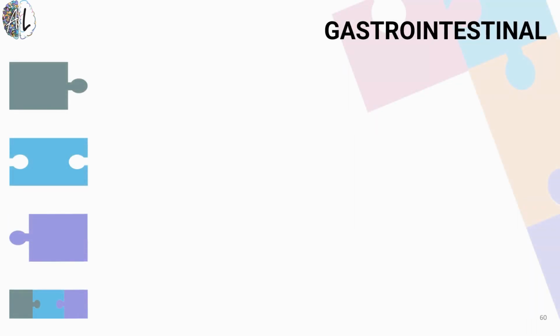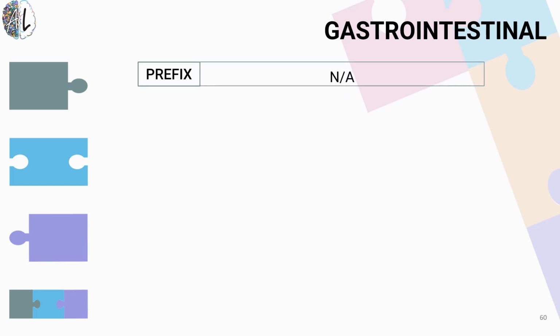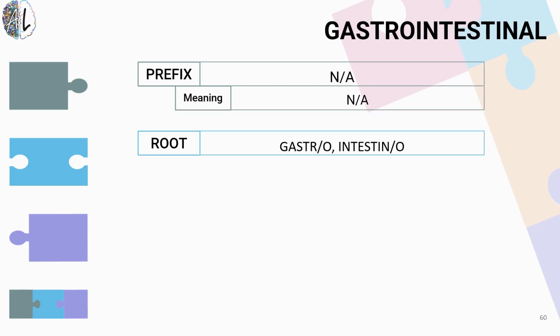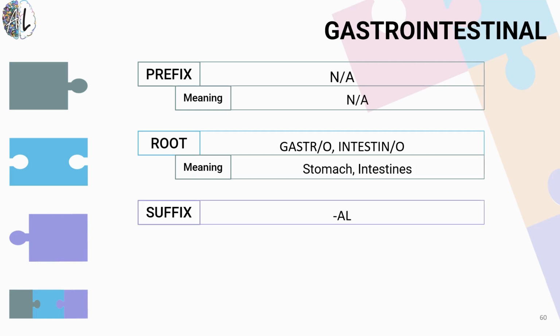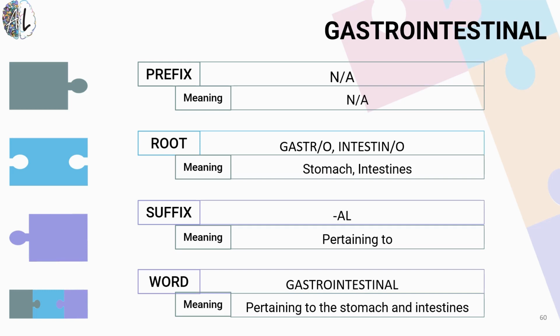Our next word is gastrointestinal. Gastrointestinal. So go ahead and pause the video if you need to, break down the word yourself, and then look at the solution. All right, there is no prefix in this term, but again, we have two root terms. So the first is gastro, and the second is intestino. And gastro refers to the stomach, intestino refers to the intestines. Our suffix here is al, which is just pertaining to. And so the word gastrointestinal means pertaining to the stomach and intestines.